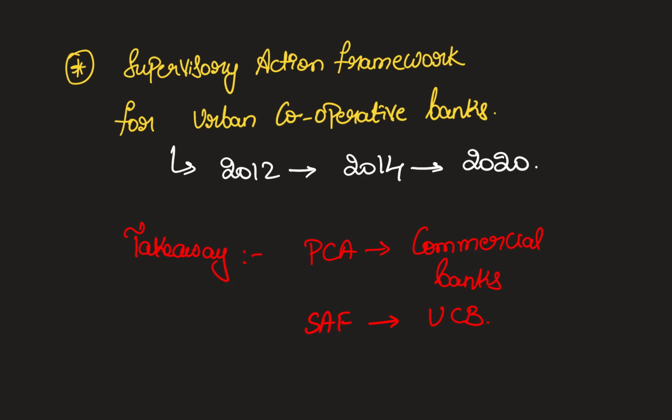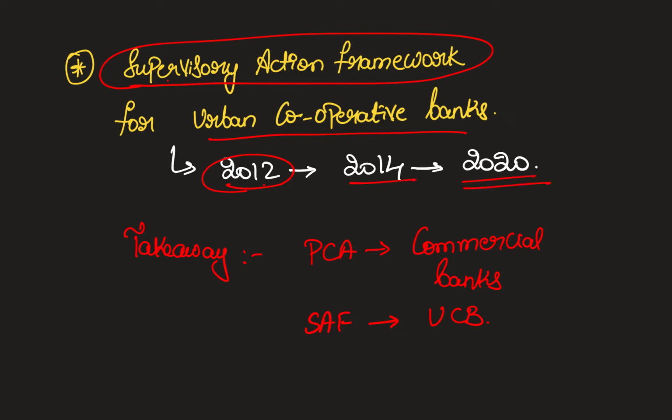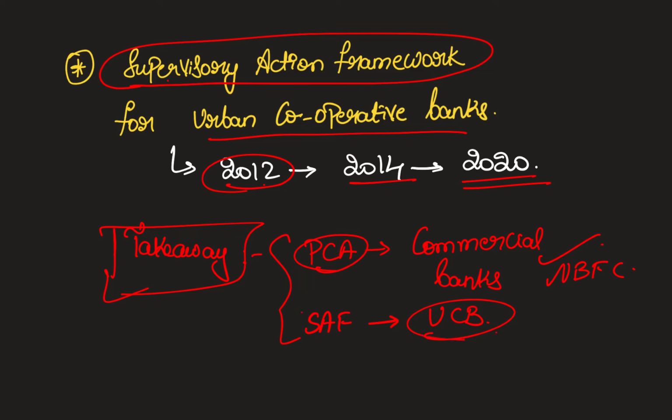Also, you have to know that for urban cooperative banks, just like the prompt corrective action framework, RBI has rolled out the supervisory action framework. So this was introduced in 2012, and further regulations were tightened in 2014, and in the context of the pandemic again in 2020. The specific details are not really important for this UPSC examination. So what is the takeaway? You have to remember that PCA is only for commercial banks and NBFCs, but when we are talking about the urban cooperative banks, it is the supervisory action framework.